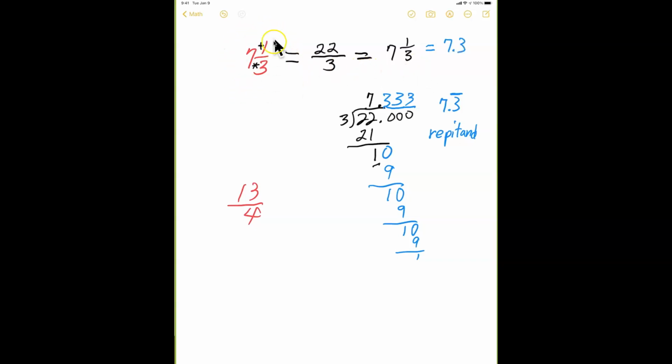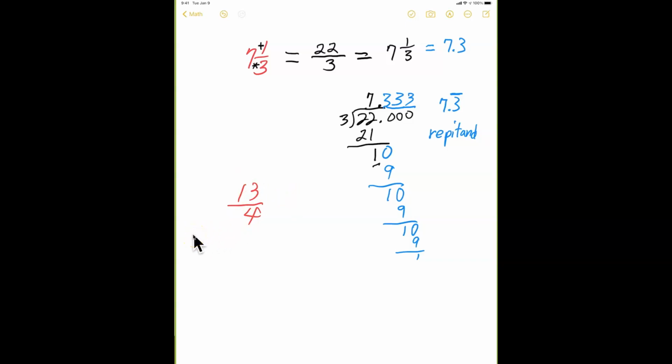So here we have the original fraction. We convert it by multiplying the number of whole units by the size, and then we add the remainder, which is this 1. And we got 22 thirds. So improper fraction, we can convert that to a mixed number, or we can convert it by just extending the process. We can convert it into a decimal. So those are kind of similar. Those are related processes. Let's take a look at 13/4.